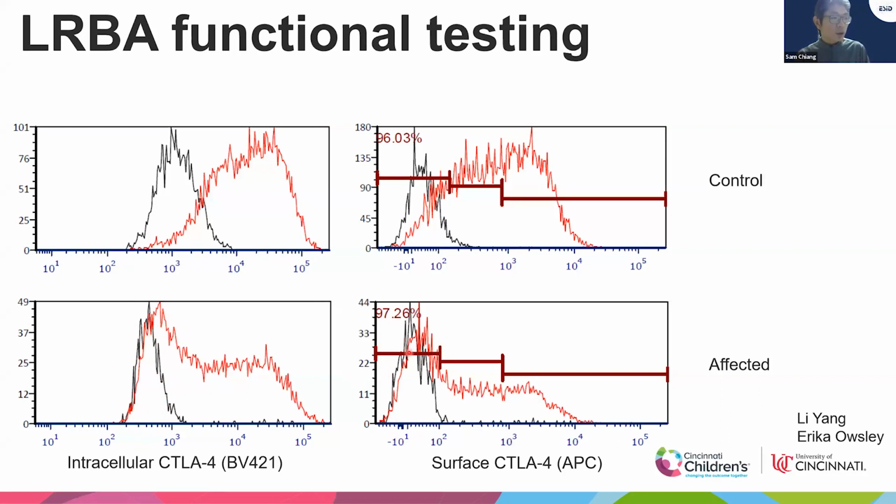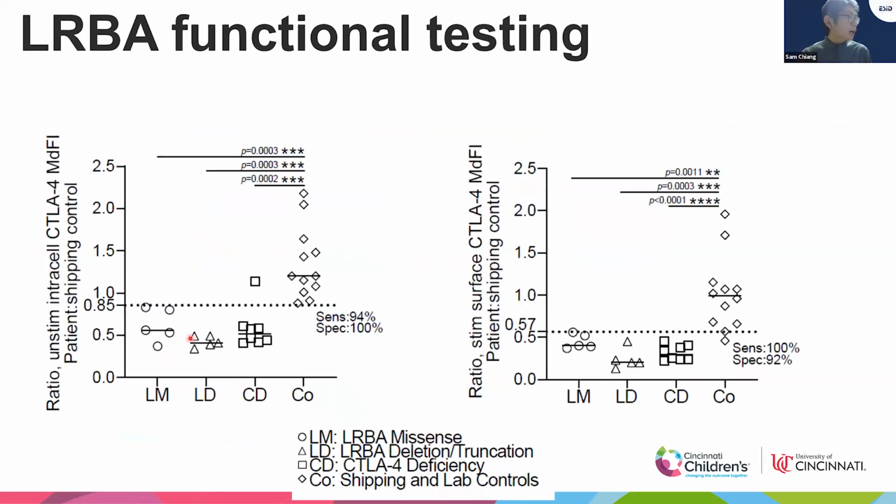Now, this gating of low, medium, and high was kind of challenging, and different technicians running this would gate it slightly differently. So we decided that, hey, we're just going to take the entire population and look for the median fluorescence intensity. So that's going to be our readout. The median fluorescence intensity of the entire stimulated population, that's the population in red. This is what we found. We have LRBA missense, LRBA deletion and truncation, CTLA4 deficiency, and these are healthy controls from the lab.